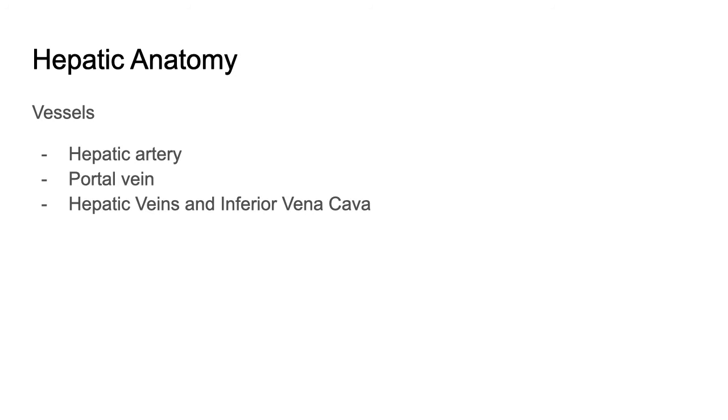Now, in order to stop the bleed, it's good to know about the vessels that supply blood to the liver. Of note are the hepatic artery, the portal vein, and then the hepatic veins and inferior vena cava. Bleeding can come from any one of these portions.